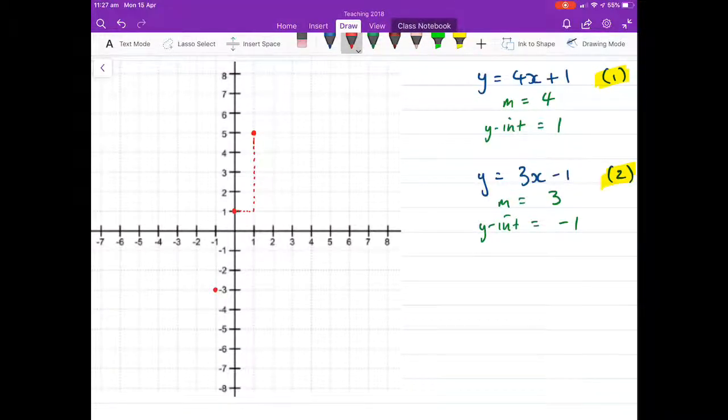Okay. Second equation, I have a gradient of 3 and a y-intercept of -1, so I'll go here for -1. Now a gradient of 3 means I can go across 1 and up 1, 2, 3 places here. In reverse, I go down 3 and across 1 and I get to here.